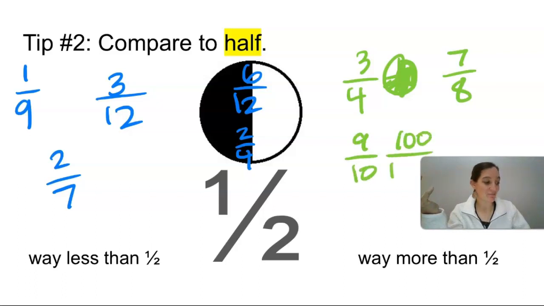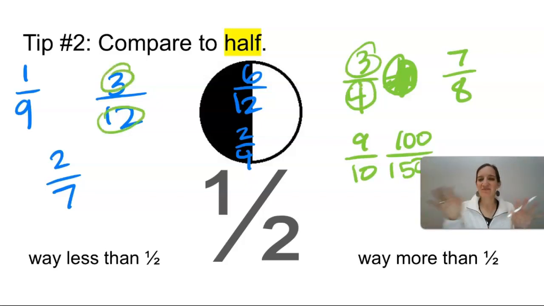100/150ths. I don't know, that's a terrible example. Something bigger than half. What you notice is that you have two numbers that are very close together if it's more than half. Two numbers that are kind of further apart from each other if it's less than half.